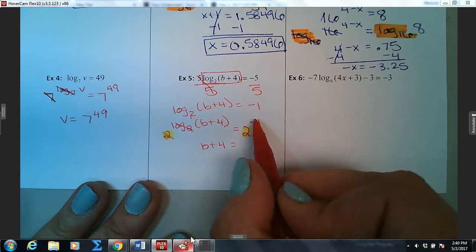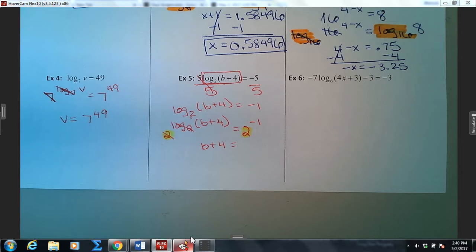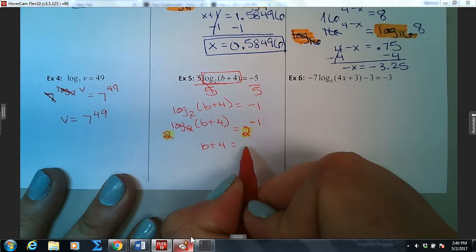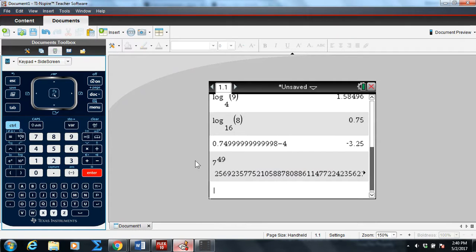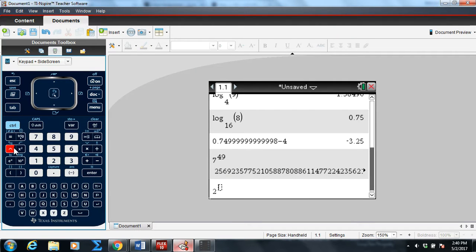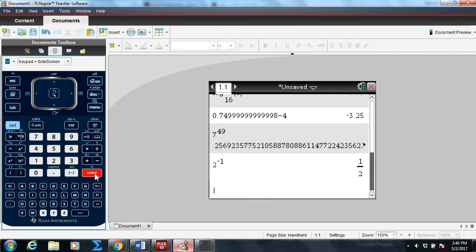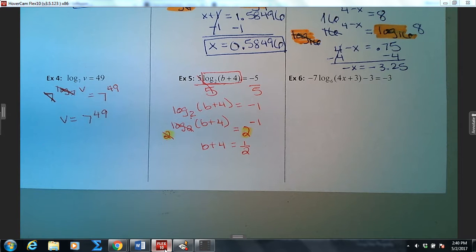And here we've got 2 to the negative 1. Now, maybe if you just recently reviewed your negative exponent rules, you already know that that's going to be equal to 1/2. If not, no big deal. Grab your calculator and type it in. 2 to the power of negative 1 is 1/2. Sure, you could write that as 0.5 if you want to. I already know that's going to be a question.